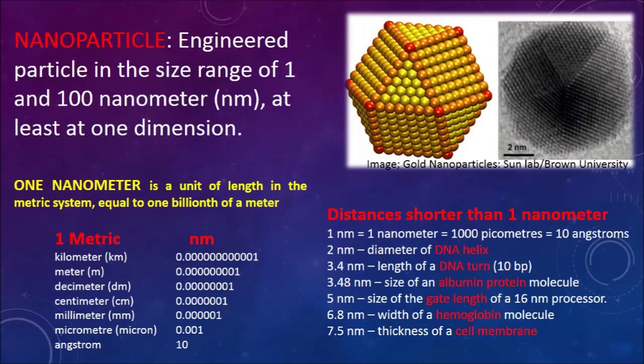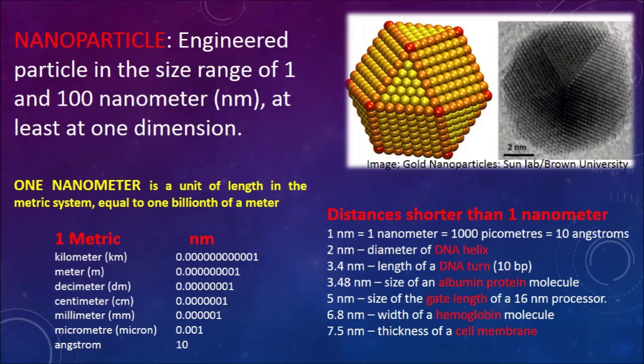On the right side, you can see gold nanoparticles, which are 6 to 7 nanometers in particle size, and we also discussed what 1 nanometer is. This is the unit of length in the metric system, equal to one billionth of a meter. Below this you can see the metric units: kilometer, meter, decimeter, centimeter, millimeter, micrometer, and angstrom, which is equal to a tenth of a nanometer.